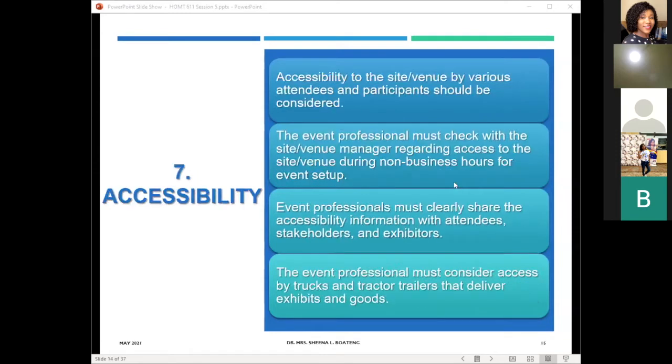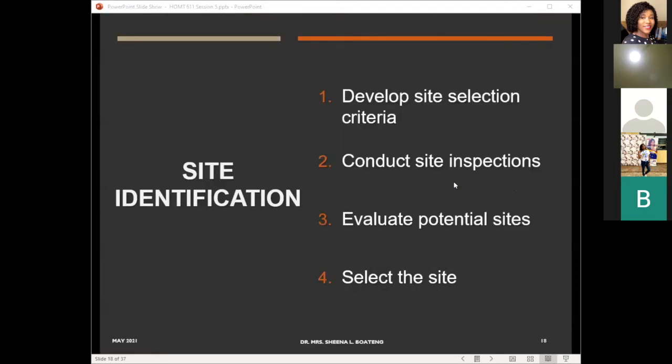So in terms of site identification, there are certain criteria that we have to use, or certain stages we have to go through at the site identification stage to lead us into developing the list of possible options and then ultimately selecting a site for our event. Now, these include, first of all, developing the site selection criteria. Second, conducting site inspections. Third, evaluating the potential sites. And then finally, selecting our favorite out of the lot as the preferred site.